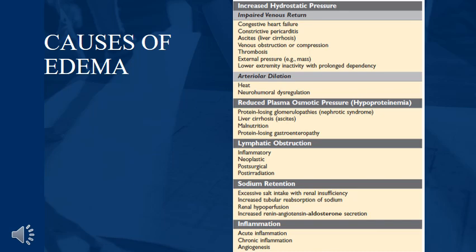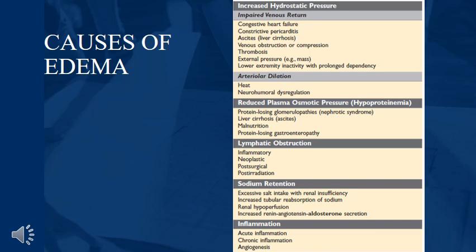Then there is external pressure: mechanical pressure on the veins. When the veins are pressurized, the intake of interstitial fluid into the veins gets disturbed. Prolonged inactivity of the lower extremities is also involved in impaired venous return, or sometimes causes DVT. Then arteriolar dilation is a cause of increased hydrostatic pressure. Heat may cause release of more fluid from arteries into the interstitial spaces, and neurohormonal dysregulation is also a major cause. So these are the causes of increased hydrostatic pressure.